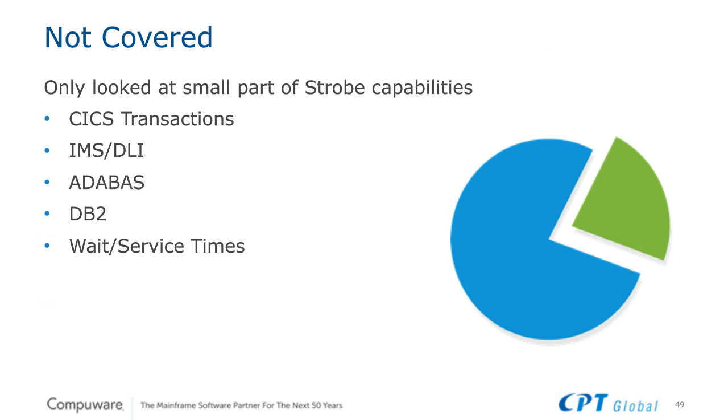But this is just a sampler, and I'm sure Spencer will come to your site and talk for hours and hours about all the cool things that Strobe can do and that weren't covered in this webinar. We didn't really look at the CICS transactions. We didn't look at IMS, DLI, ADABAS, DB2. I know the CPT Global DB2 guys love the DB2 reports coming out. It makes the job a whole lot easier. We didn't look at Strobe to reduce wait times or service times. So it was just a small sampler of what Strobe can do.